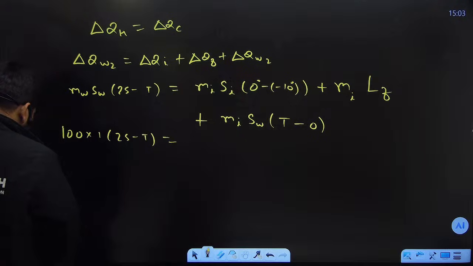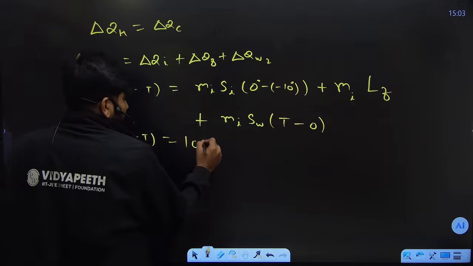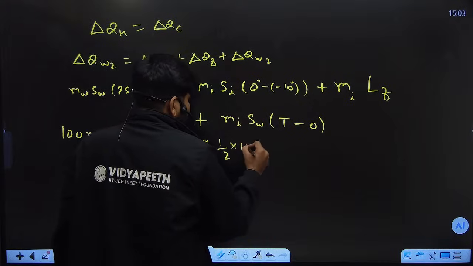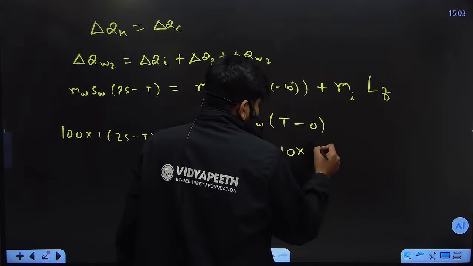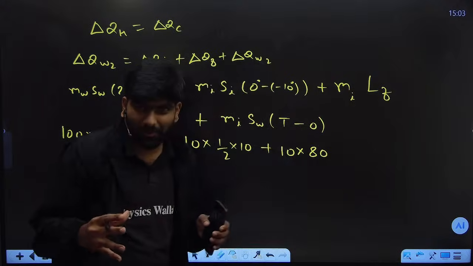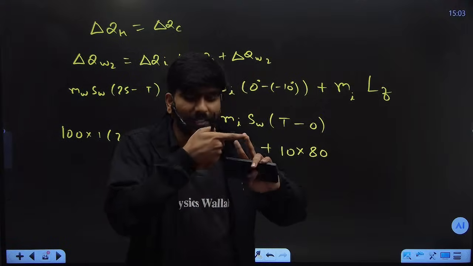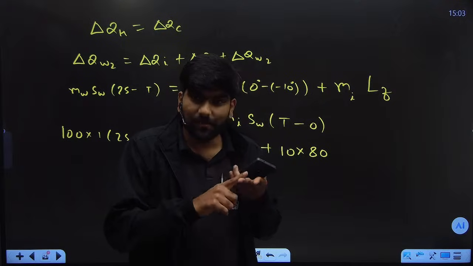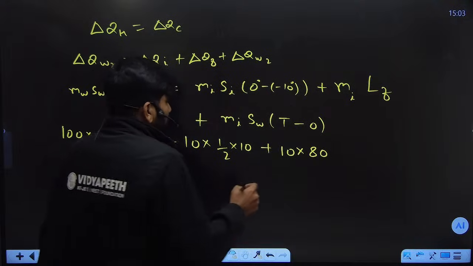What is the mass of ice in the question? Yes, 10 kg. Perfect. Specific heat of ice, we take it half. Here 0 minus 10 is 10. Okay. Mass of ice 10 kg. Latent heat of fusion is 80. We know this value. If you don't, you must remember this value. Latent heat of fusion, latent heat of vaporization, specific heat capacity of ice, specific heat capacity of water, specific heat capacity of steam.